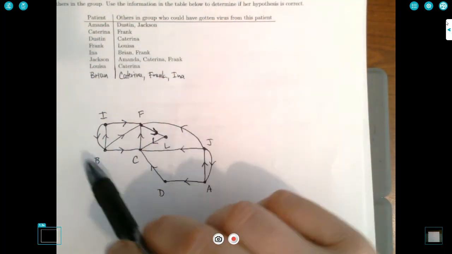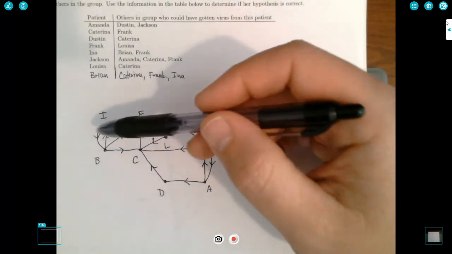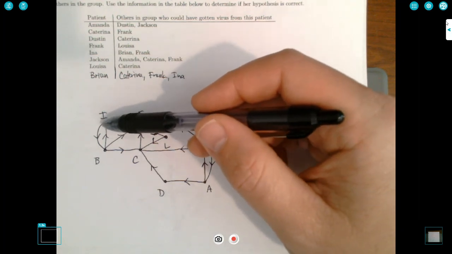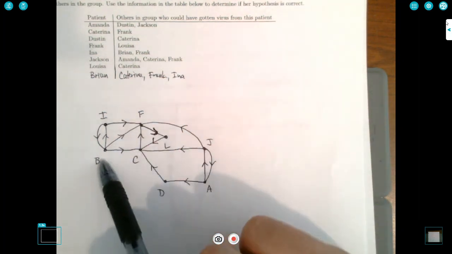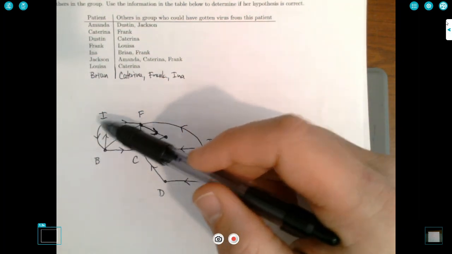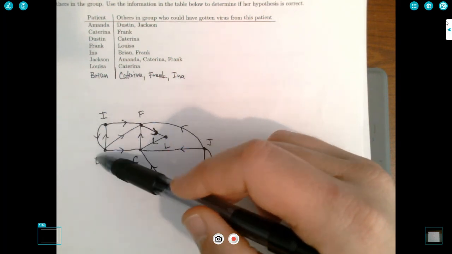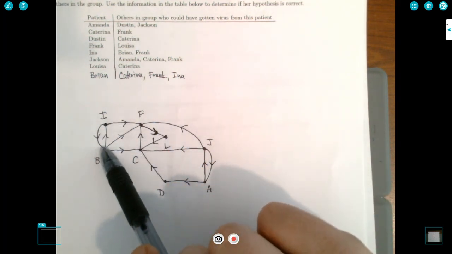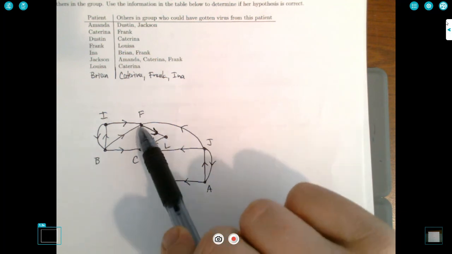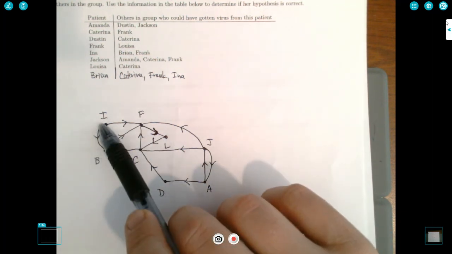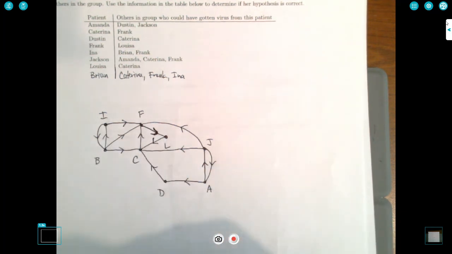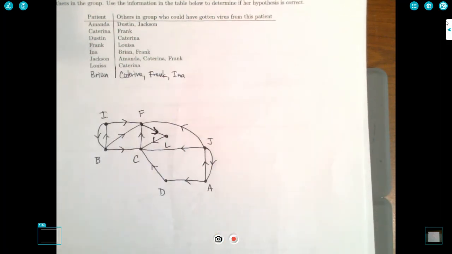Could Ina have started it? Well, Ina could go to Brian and then back to herself, which would be kind of useless. But Ina to Brian, maybe over to Frank, and then we're stuck. Or Ina straight to Frank, and then we're stuck immediately. So it doesn't appear like it could have started with Ina. Could it have started with Jackson?